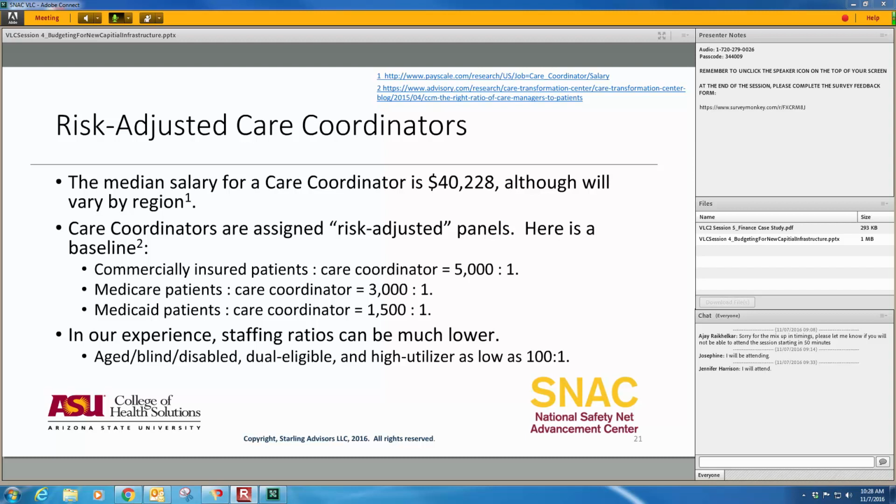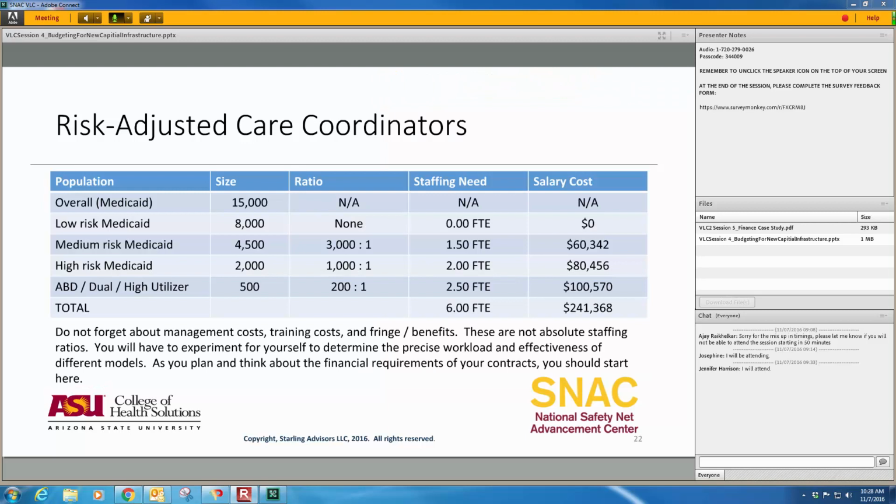In fact, in various sub-Medicaid populations like the aged, blind, disabled or dual eligible, or if you're targeting or focusing explicitly on high utilizers, as low as 100 to 1 makes sense. We've seen even as low as 50 to 1, but 100 to 1 seems to be kind of the highest acuity level of the threshold. So here's how this might play out financially.